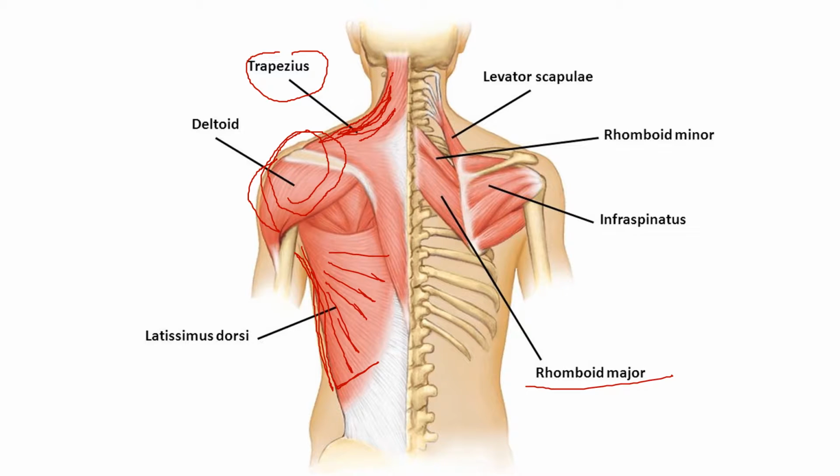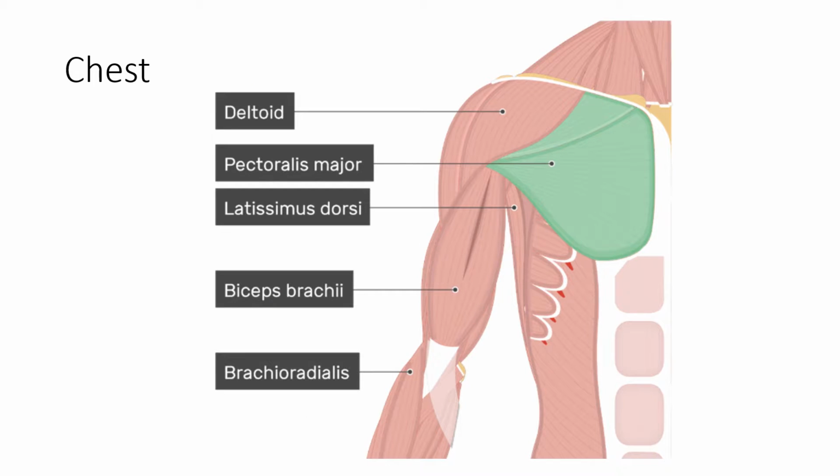Rhomboid major. That's right here, connected to the vertebrae. These are other muscles that are more interior. These are the exterior muscles, and these are the more interior muscles. Of course, yet still skeletal muscles, but very important. Again, deltoids. All right, pectoralis major, latissimus dorsi. Just look where it's pointing. All right, biceps brachii, and the brachioradialis right here.